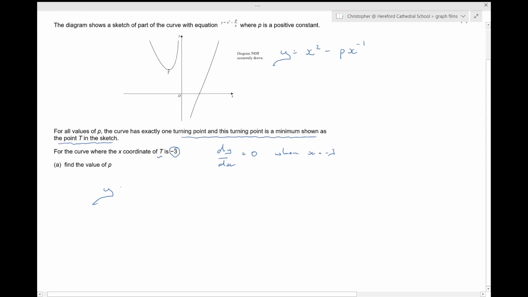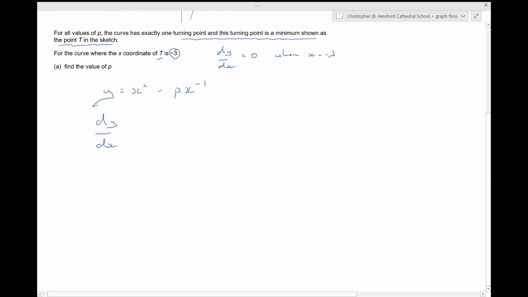Now I know that y equals x squared minus p x to the minus 1. So I'm going to differentiate y with respect to x. That's x squared, so 2 times the coefficient of x. 2 times 1 is 2, times x to the power of 1. Subtract 1 from the power. Right, this second expression, I've got a power of -1 and I've got a coefficient of minus p. So -1 times minus p, that's going to be plus p x to the power of -2, subtracting 1 from the power. So that's my differential.